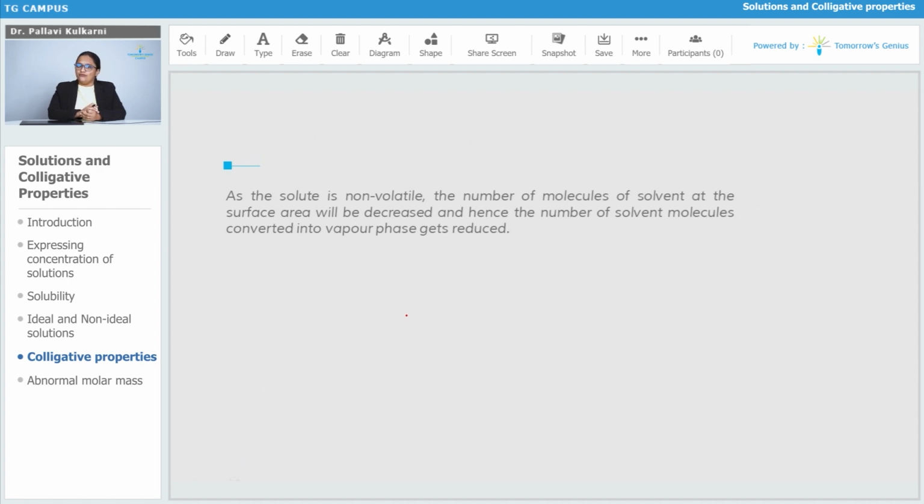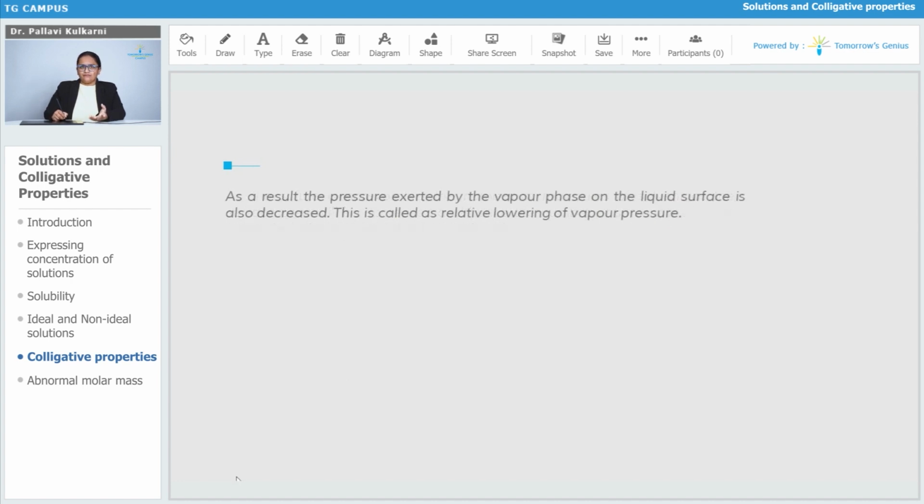Now this lowering of vapor pressure, if we compare it with the vapor pressure of the pure solvent, will be the relative lowering of vapor pressure. That is relative to the pure one. As the solute is non-volatile, the number of molecules of the solvent at the surface will decrease, just like I have told you already. Hence the number of solvent molecules converted into vapor phase gets reduced. As a result, the vapor pressure also goes on decreasing.